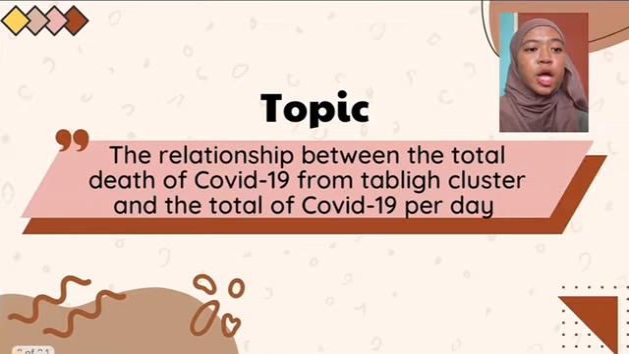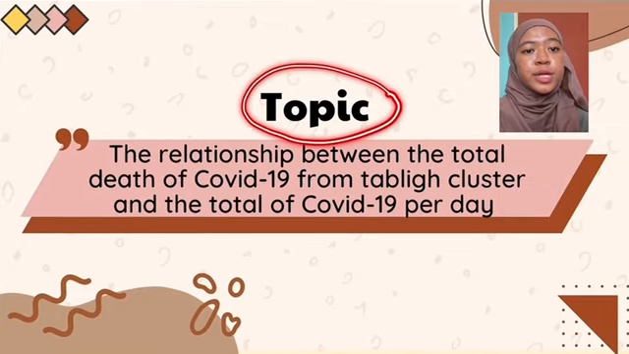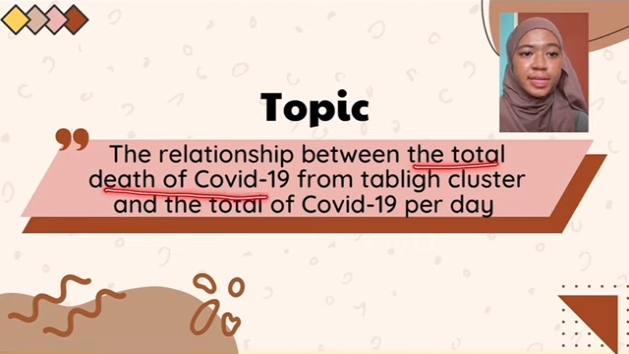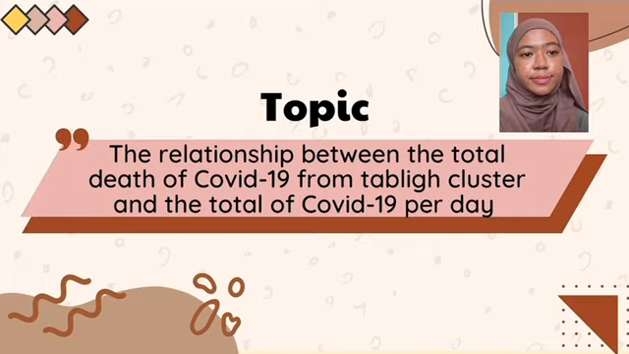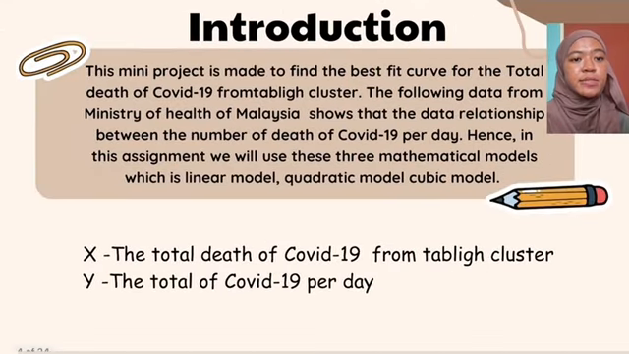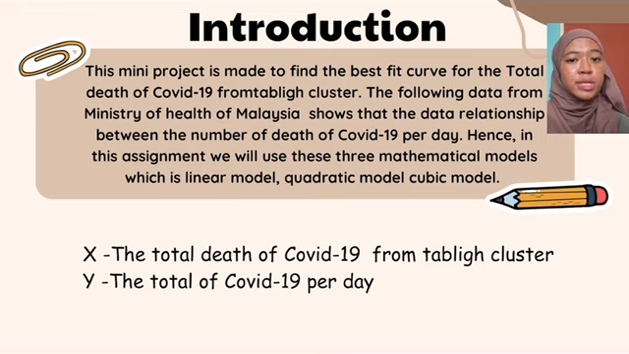For this project, our topic is the relationship between the total death of COVID-19 from public cluster and the total of COVID-19 per day. This mini project is meant to find the best fit curve for the total death of COVID-19 from public cluster. The following data from the Ministry of Health of Malaysia shows the relationship between the number of deaths and COVID-19 per day. Hence, in this assignment, we'll use three mathematical models: linear model, quadratic model, and cubic model.